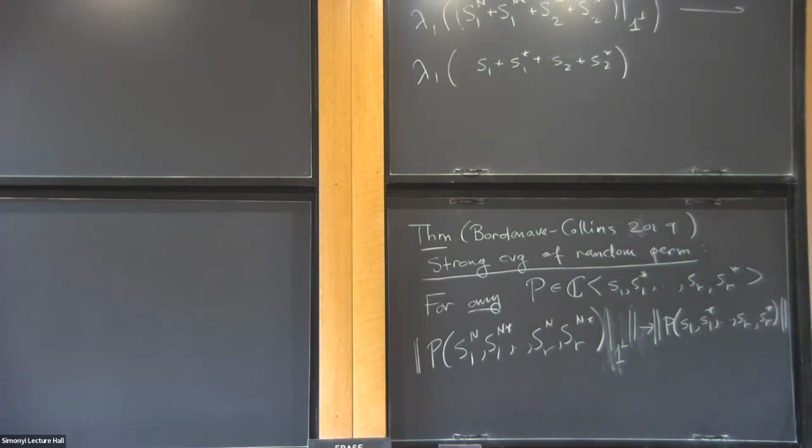Is the statement clear? Sorry, in the non-self-adjoint case, what do we mean by the norm? Is it the spectral radius? Yeah, just the operator norm. These are operators on Hilbert spaces, and you just take their operator norm. So if they're self-adjoint, that corresponds to the largest eigenvalue. Otherwise, it's the largest singular value.